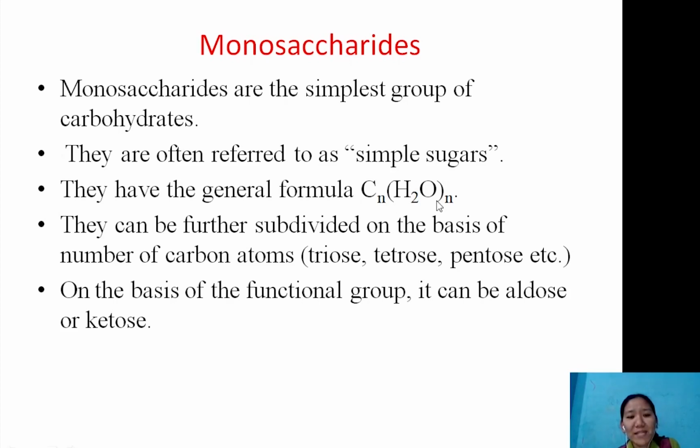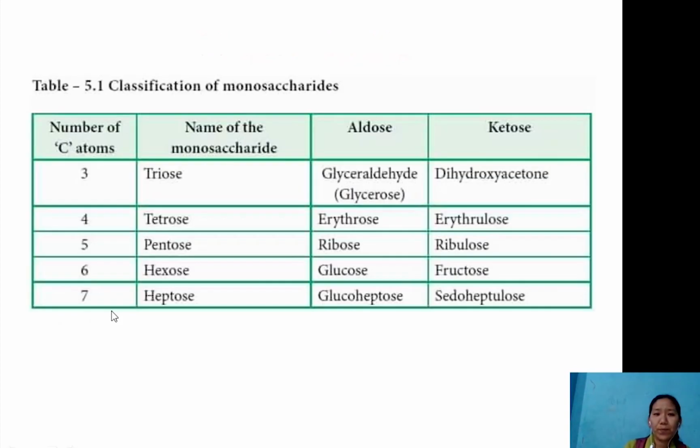Now, these monosaccharides are further classified on the basis of the number of carbon, that is n. I have written n can be 3, n can be 4, n can be 5, n can be 6. The criteria differ. The first one is the number of carbon, and the second classification is the functional group present, whether it is aldose or ketose.